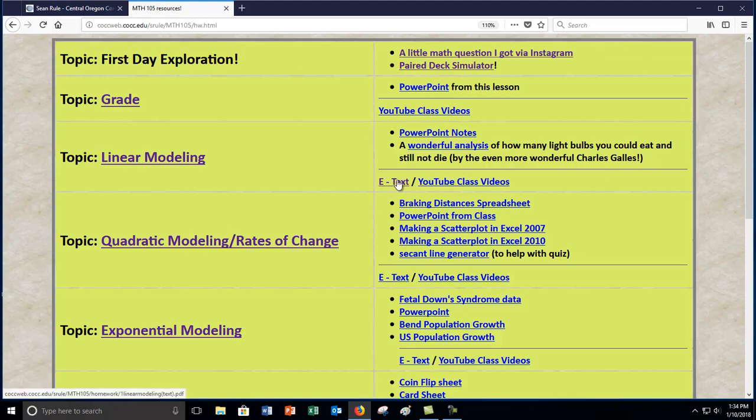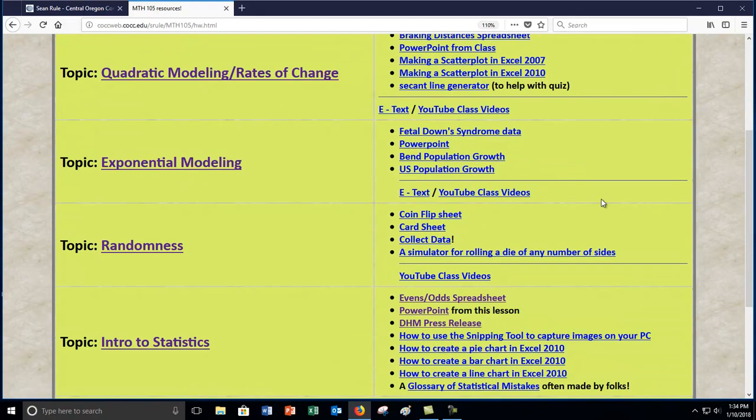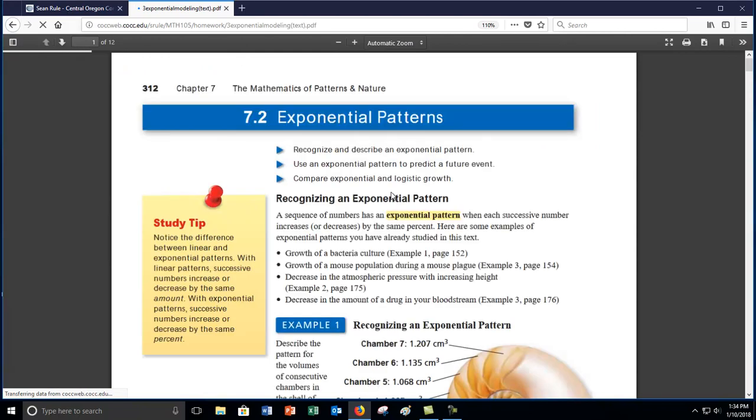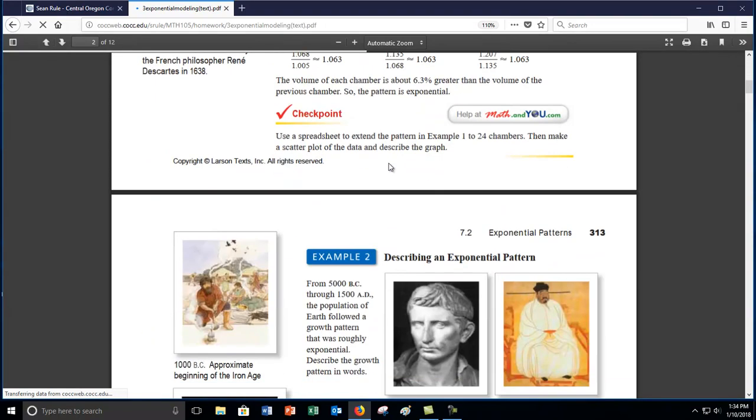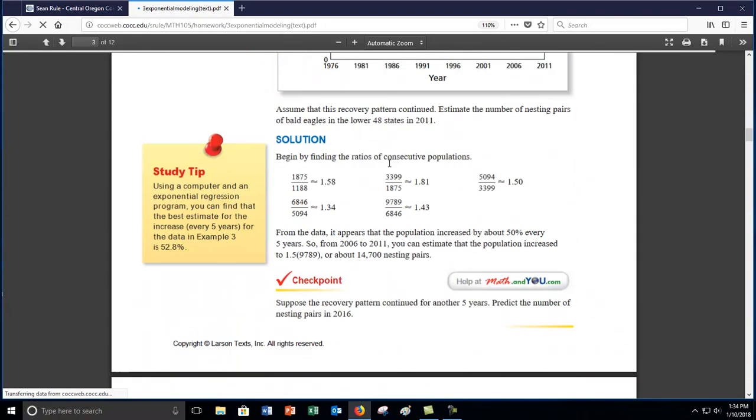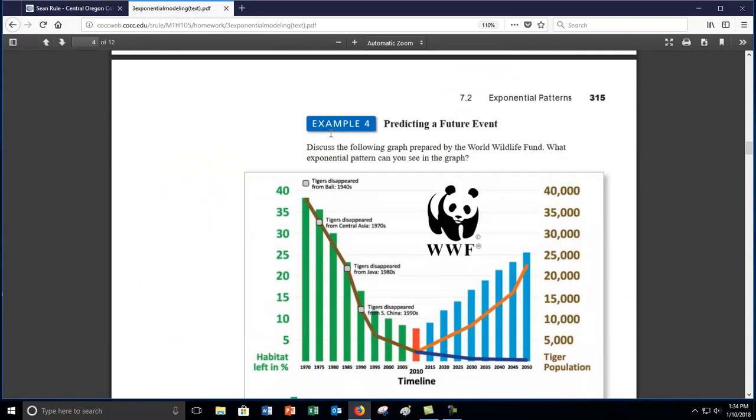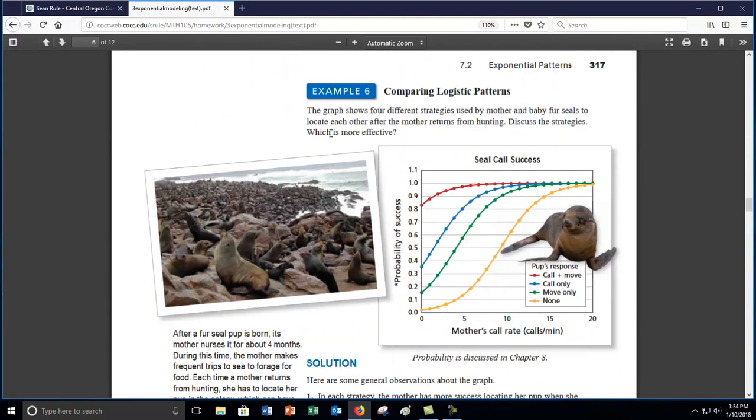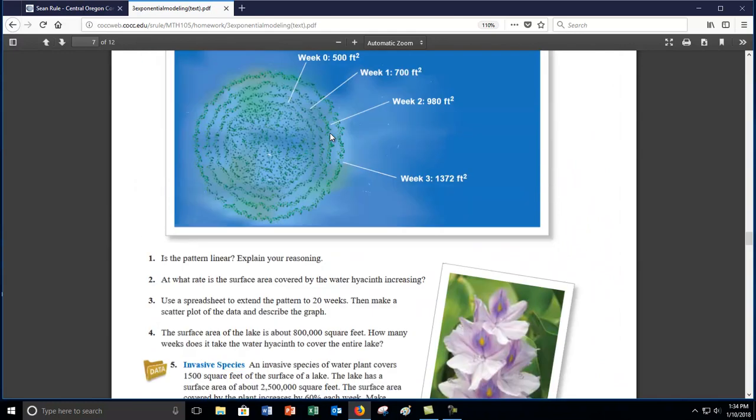You'll notice there's also some e-text links. There is no textbook for this course. There's no textbook for Math 105 or any of my courses for that matter. If you need a textbook or a textbook with problems in it, you can click on this and it'll actually take you to a PDF document, which is the section of a textbook that looks like a math textbook would look, complete with homework problems at the end if you need some more practice.